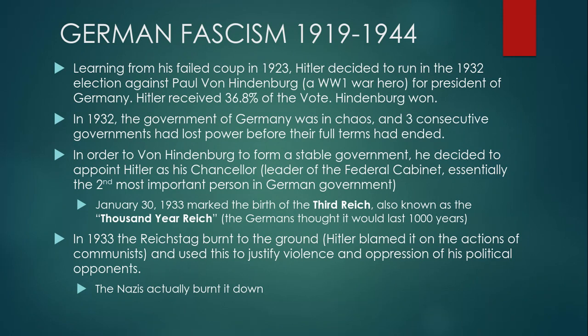January 30th, 1933 marks the birth of the Third Reich, also known as the 1,000-Year Reich. The Germans thought it would last 1,000 years. The Reichstag burns to the ground. Now, Hitler blamed it on the actions of the communists, and he used this to justify violence and oppression of his political opponents. Now, the Nazis actually burnt it down.